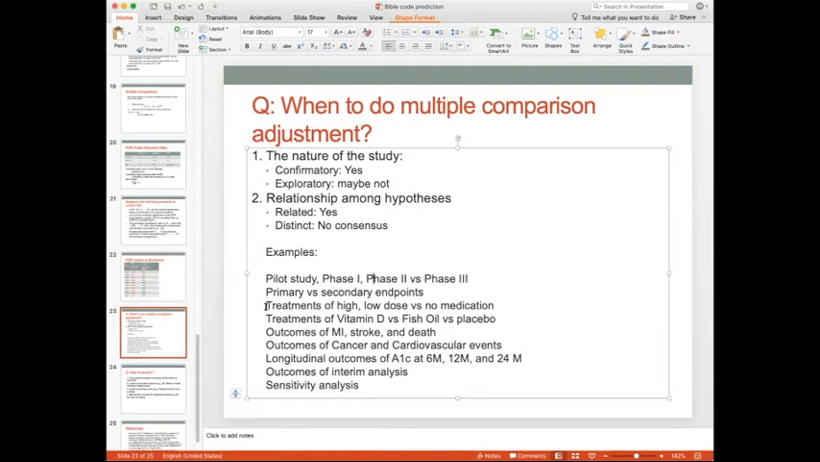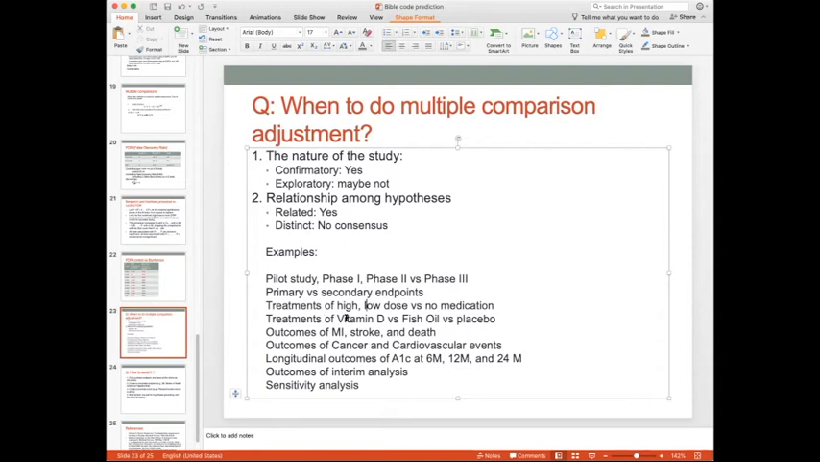And the next one, okay, you have 3 treatments. So for example, high dose, low dose, and no medication. Do you think you need to control for multiple comparison when you compare high versus no, and low versus no medication? You probably do, because they are related, right? The relationship among the hypotheses is they are sort of related hypotheses. It's just different dose. So you definitely want to control for multiple comparison.